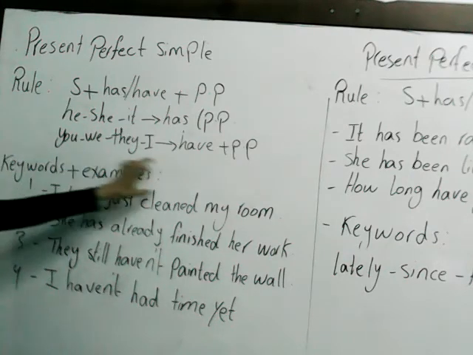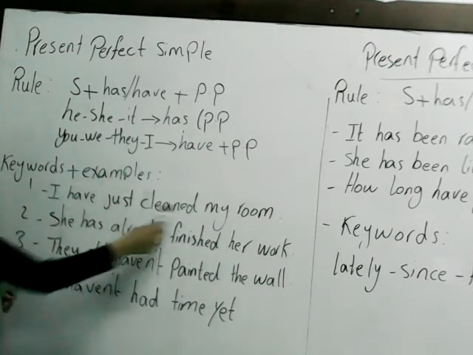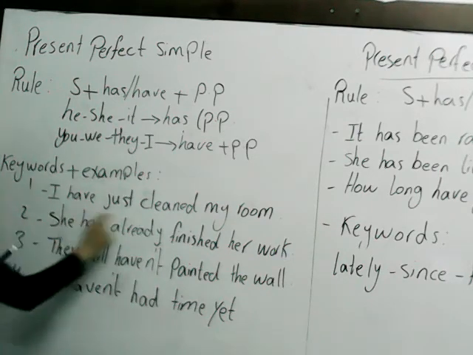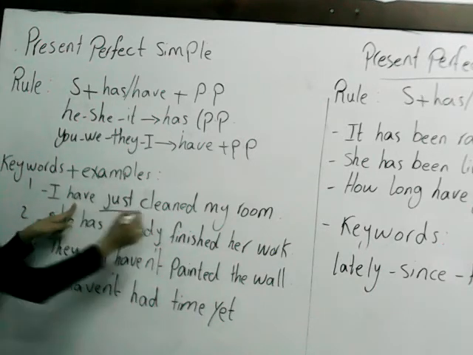Let's have some examples with the keywords to make it clearer and easier for you. Number 1, I have just cleaned my room. In this example, we can see one keyword, which is just. So just here is a keyword in present perfect simple. Can you tell me why we use have in this sentence, and cleaned?